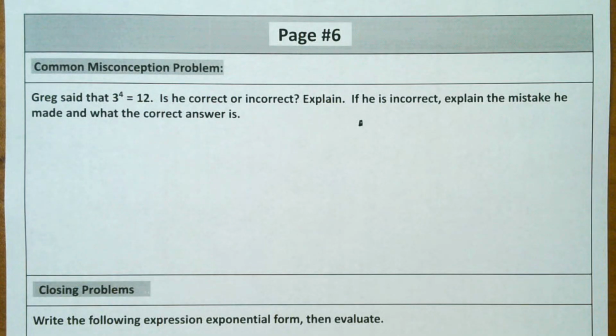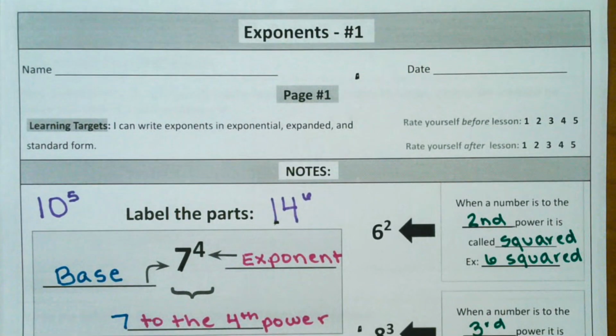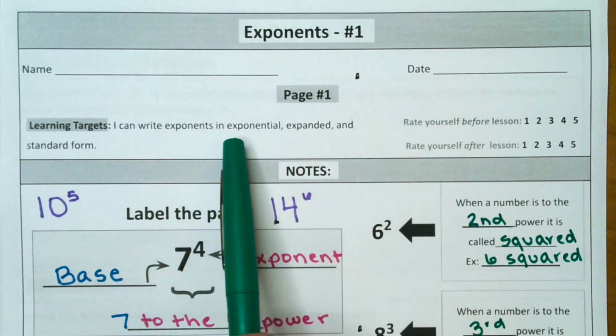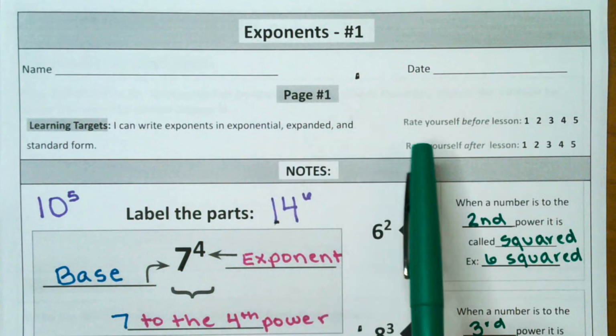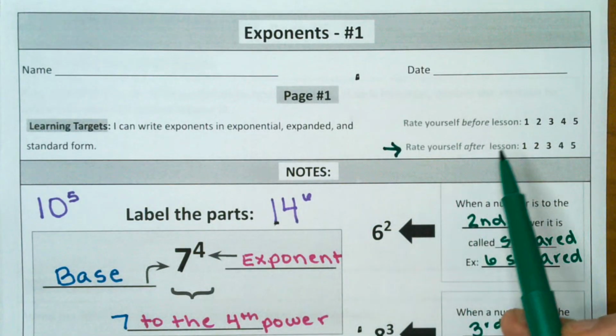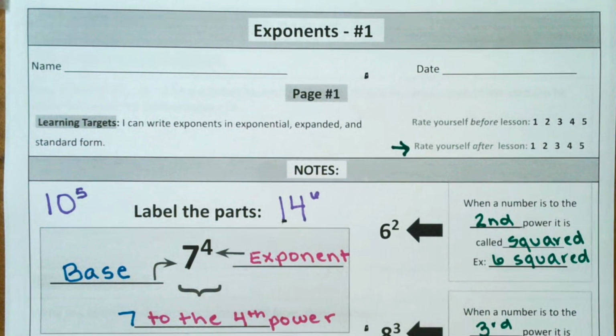All right, at this point, you should have completed page 6. This video won't go over the rest of those problems. However, what we are going to do is I want you to flip back all the way to page 1. At the beginning of this lesson, we rated how confident you felt in writing exponents in 3 forms. Now you're going to rate yourself after the lesson. How confident do you feel 1 through 5 now that you've gotten some more practice?